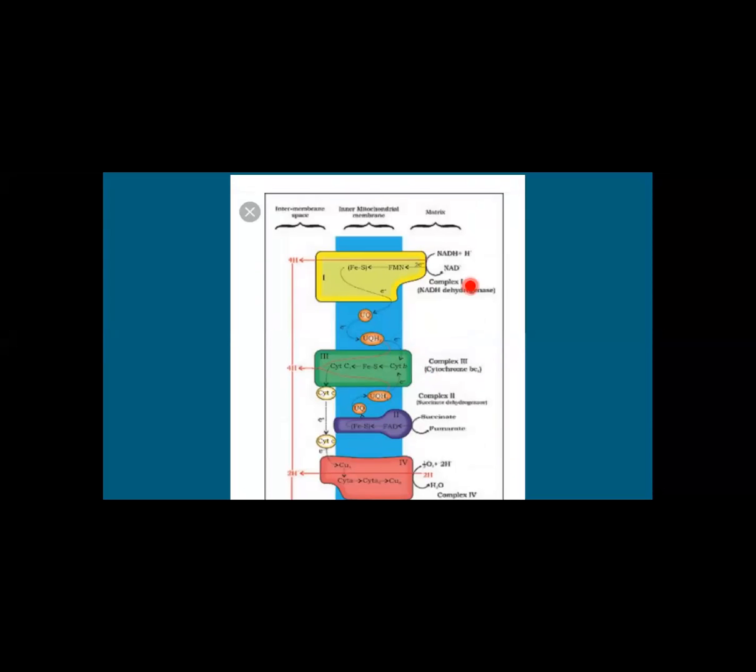Complex 1 is accepting protons and electrons from NADH. It will pump 4 protons into the intermembrane space, and it transfers electrons to a series of electron carriers like FMN, iron sulfur protein. Who is accepting this is ubiquinone, converting into ubiquinol, which is a mobile electron carrier. Ubiquinone can also accept electrons and protons from FADH2, that is complex 2.